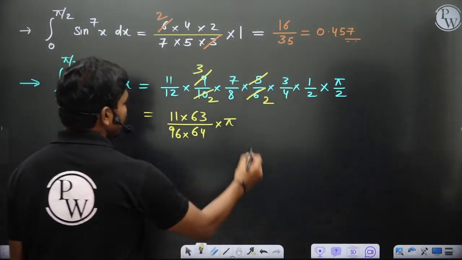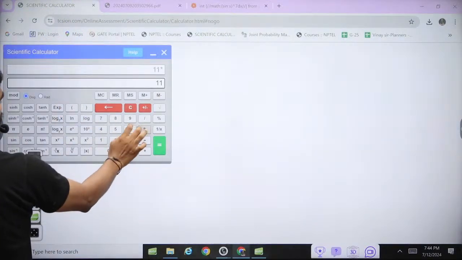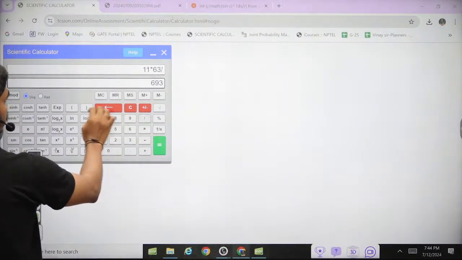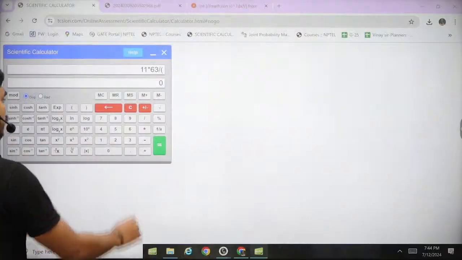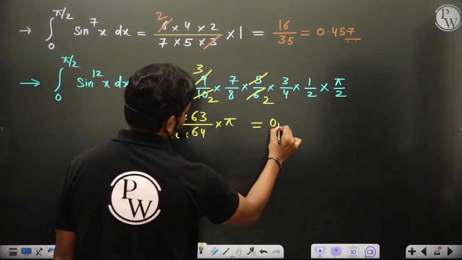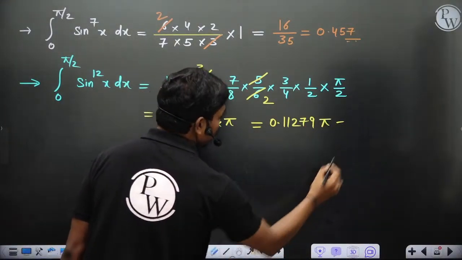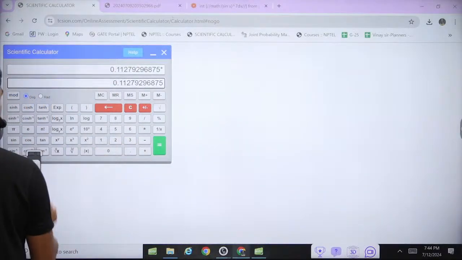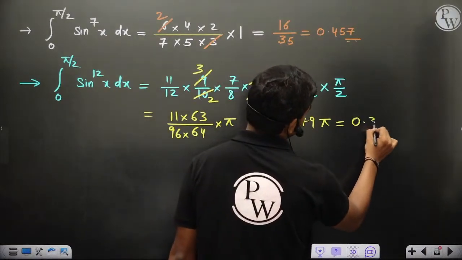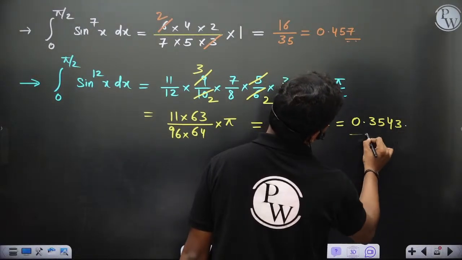Okay, so this is the value, and if you simplify this, let's see how much you get. 11 into 63, 11 into 63 into pi, of course. Okay, so first let's get only this constant. 11 into 63 by 96 into 64, so 0.11279, 0.11279 times of pi. And if you multiply this value of pi also, let's check how do you multiply. Into pi symbol is here, so you can click pi. So this is 0.3543, 0.3543 actually. Okay, 0.3543, clear.